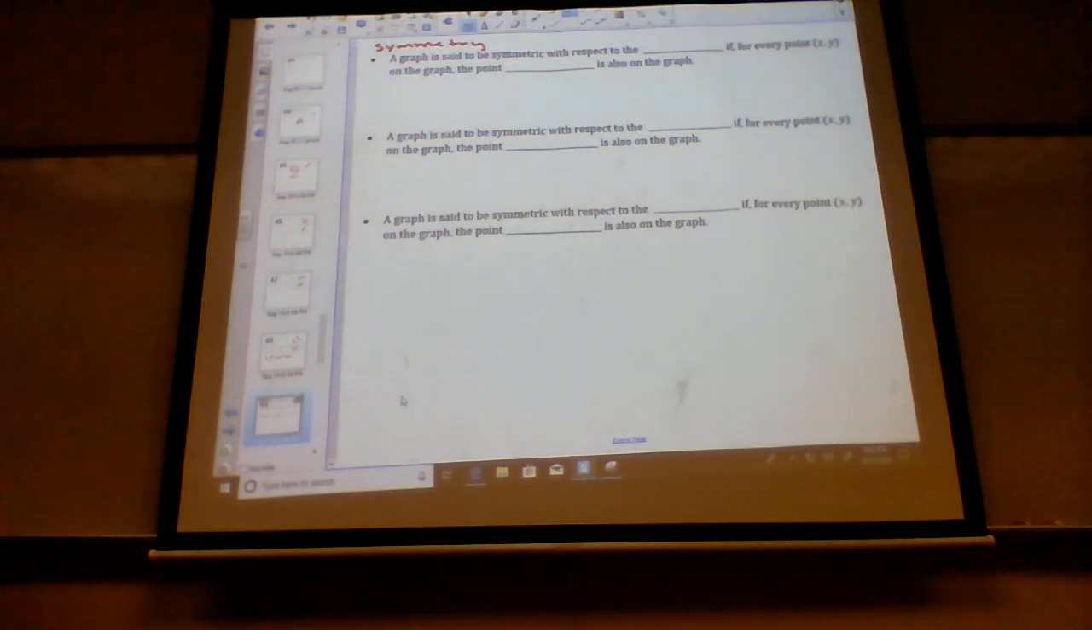A graph is said to be symmetric with respect to the x-axis if for every point (x, y) on the graph, the point (x, -y) is also on the graph. So it's symmetric with respect to the x-axis if it looks like this. That's your x and y, okay? Your x-axis and your y-axis. So let's say this is the original function.